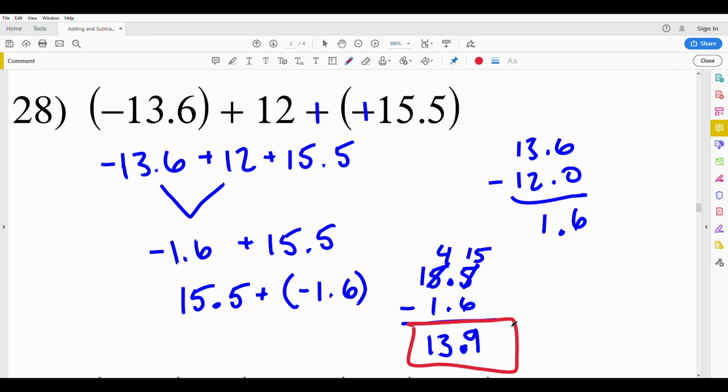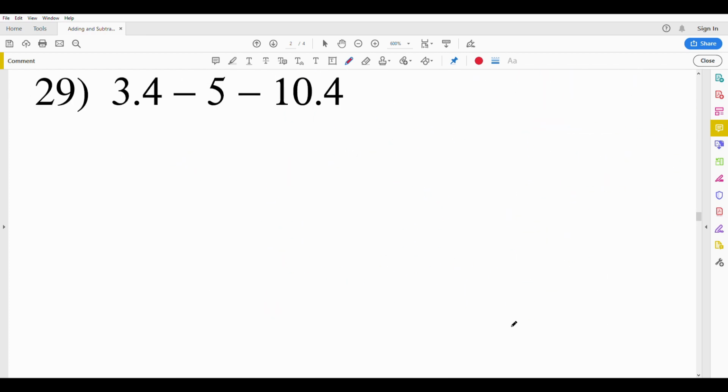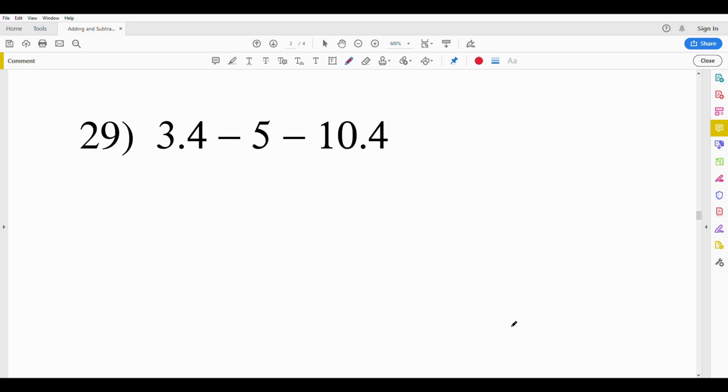Let's go on to number 29. In number 29, we have 3.4 minus 5 minus 10.4. Now, subtraction is a little trickier than addition because we need to remember the terms that are subtracted continue to be subtracted or taken away.